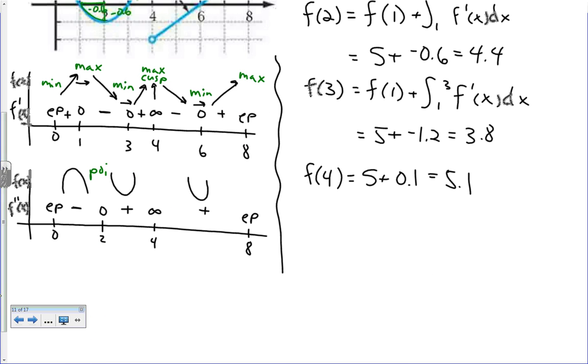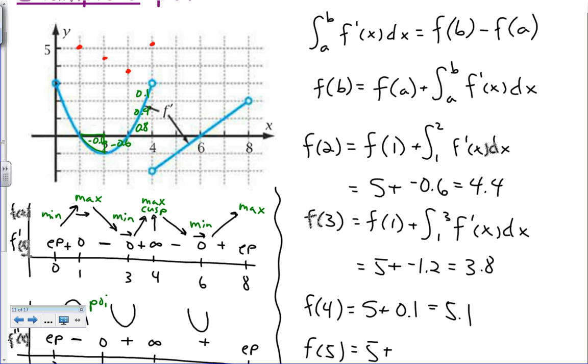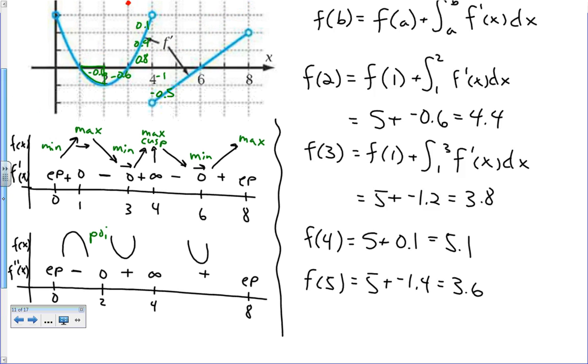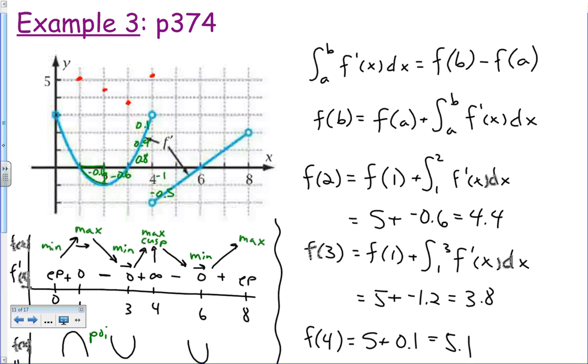All right, let's find out what f of 5 is equal to. It's going to be 5 plus the integral from 1 to 5. So we've already calculated the integral from 1 to 4. We just got to add on the piece from 4 to 5. So this looks like a full square here, and this looks like half a square here. But these are below the x-axis, so they're negative. So it's a negative 1.5. So if we add on the negative 1.5 to the 0.1 that we had from previous, we end up with a negative 1.4. So we end up with 3.6. And we get 3.6 is right about here.